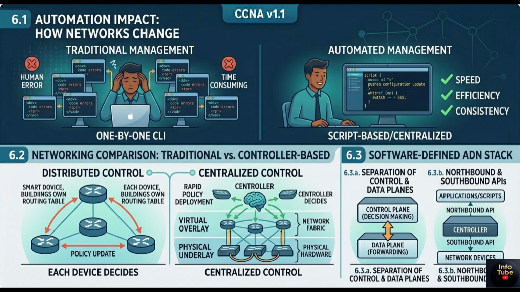6.3.b. Northbound and Southbound APIs. An API is a way for two pieces of software to talk to each other. Southbound API. This is how the controller talks to the network devices like switches and routers. It looks down at the hardware to send configurations. Northbound API. This is how the controller talks to applications or scripts written by the engineer. It looks up to receive instructions from the user or management software.